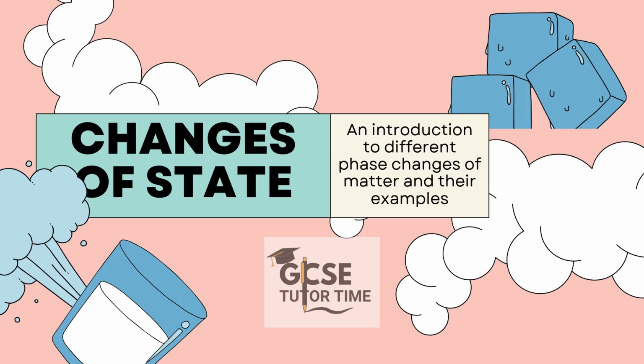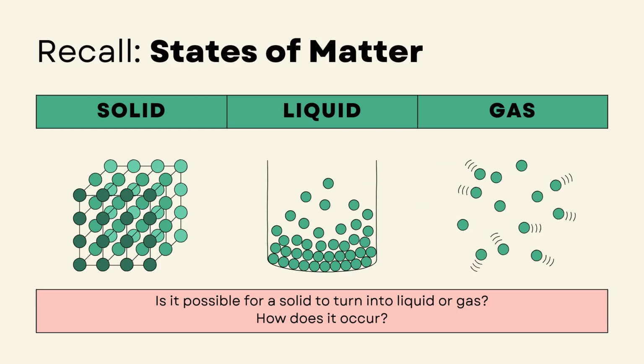Hello guys, and today's topic is changes of state, an introduction to different phase changes of matter and their examples. Recall states of matter. In the previous lecture, we studied solid, liquid and gases and their particle arrangement. Solids have a fixed particle arrangement, then in liquids, the particles can roll and slide over one another. Gases have a lot of free space between particles.